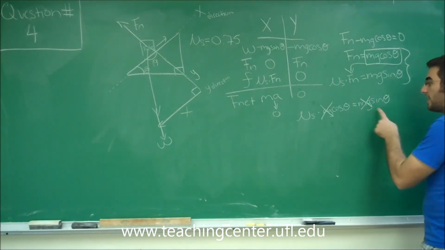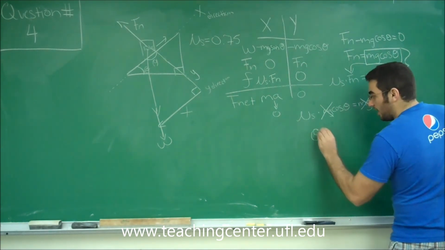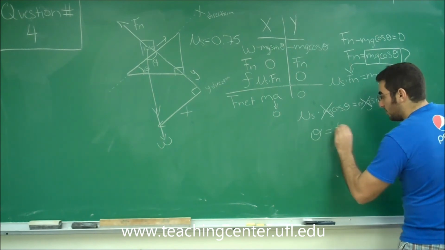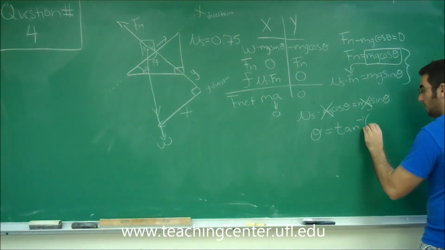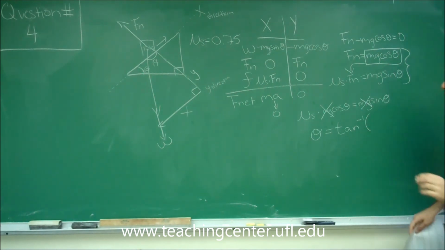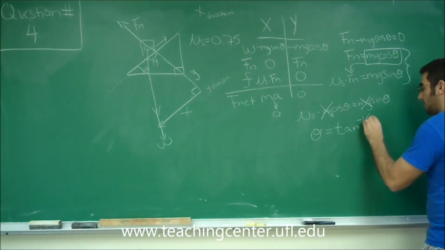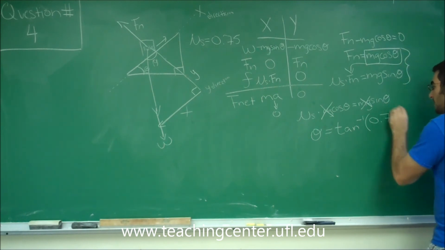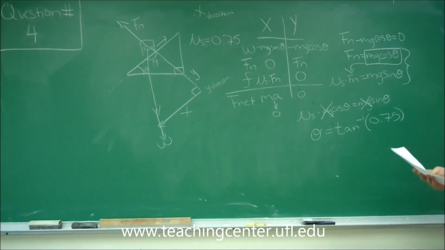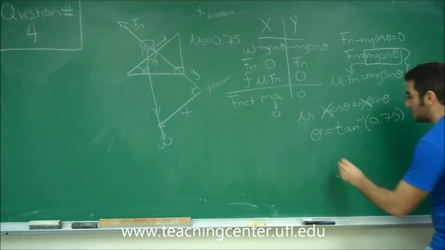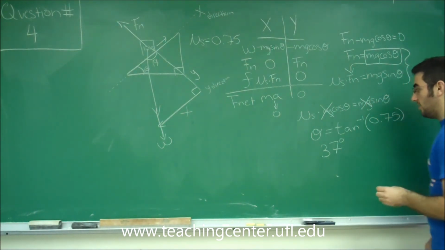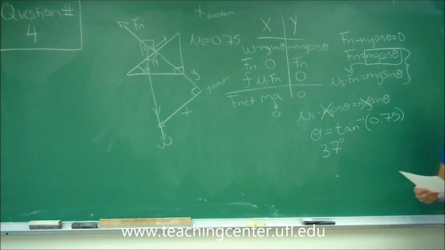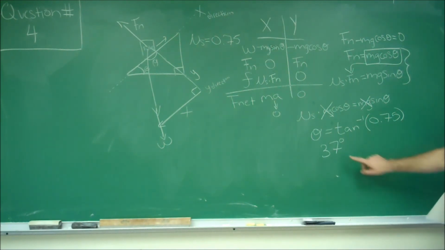So if we rearrange this and we want to solve for theta, theta is actually equal to the inverse tangent of mu s, which we said before was 0.75. So the angle that the block is at ends up being 37 degrees. And that is also answer choice number 1. So inverse tangent of 0.75 is 37 degrees.